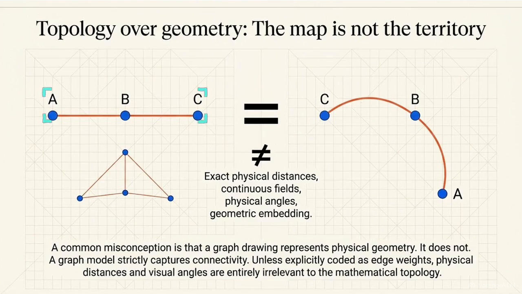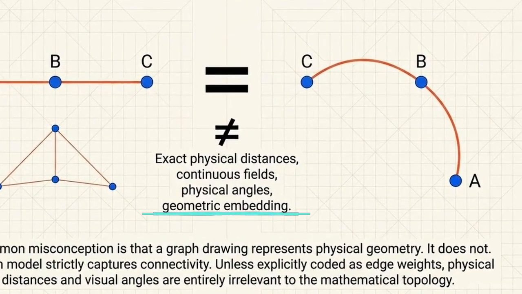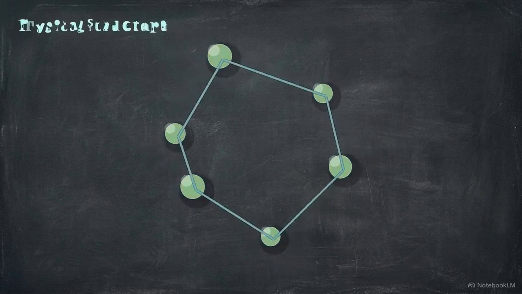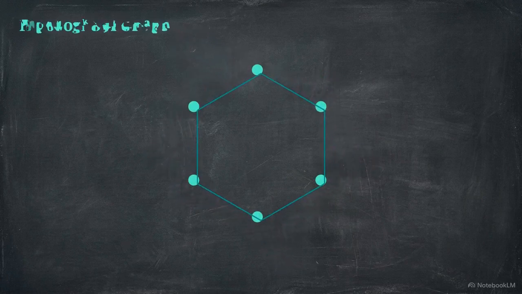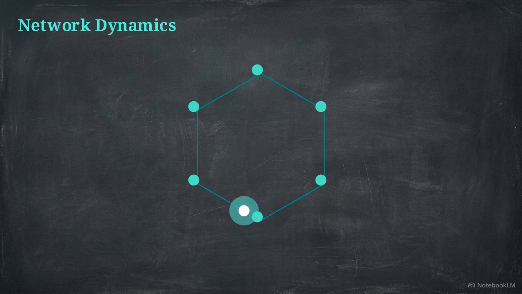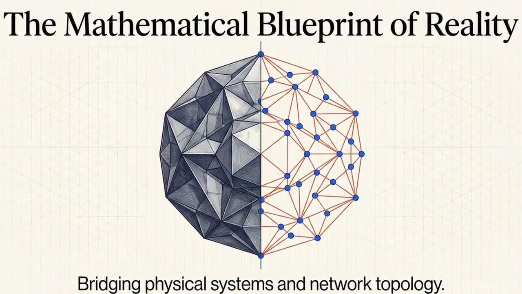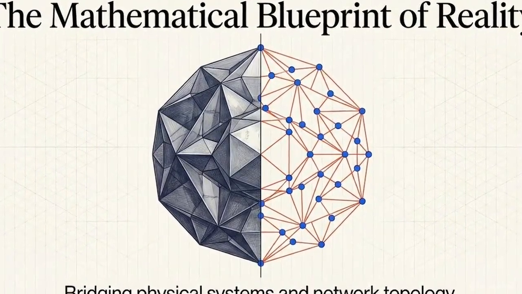Look at the straight line from A to C and the curved path next to it. In a graph, physical distances and angles are irrelevant. Unless explicitly coded, these represent the exact same topological connection. By removing the physical geometry, we isolate the topological connections. This allows us to investigate how the network structure might explain a system's behavior. For a wide range of physical systems, graph theory acts as a translation dictionary.